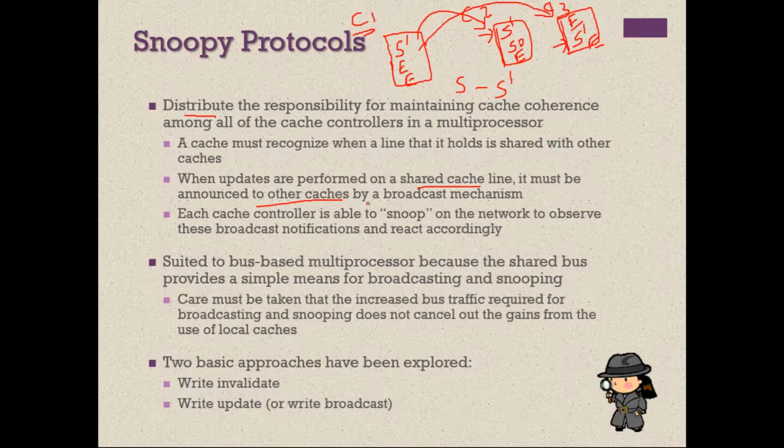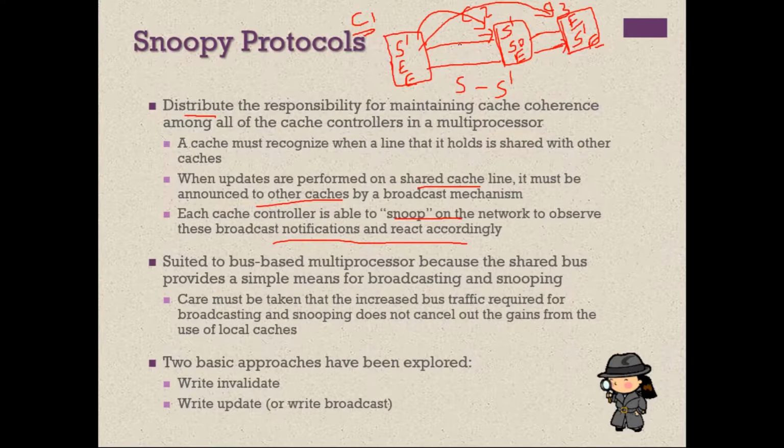Right? So all other cache controllers should, each cache controller is able to snoop on the network to observe these broadcast notifications and react accordingly. Snoop means they should keep checking the bus. So this processor is broadcasting this message through the bus, and every other processor should frequently snoop on the bus. Is there any information for us? Is there any information for us?